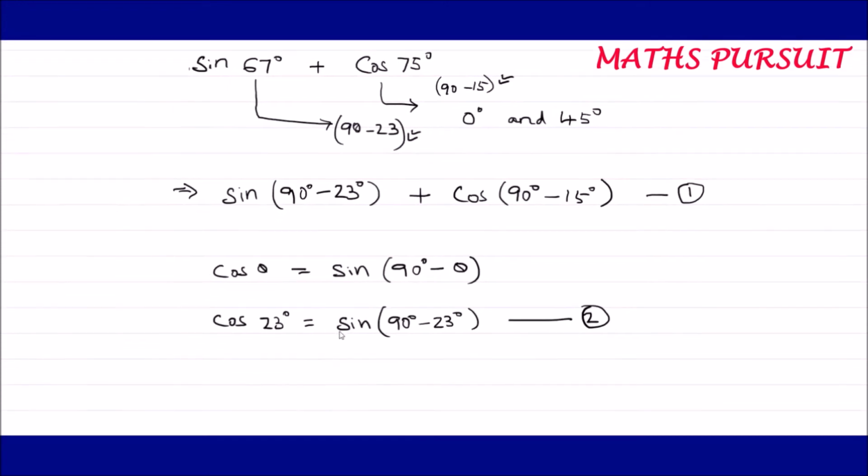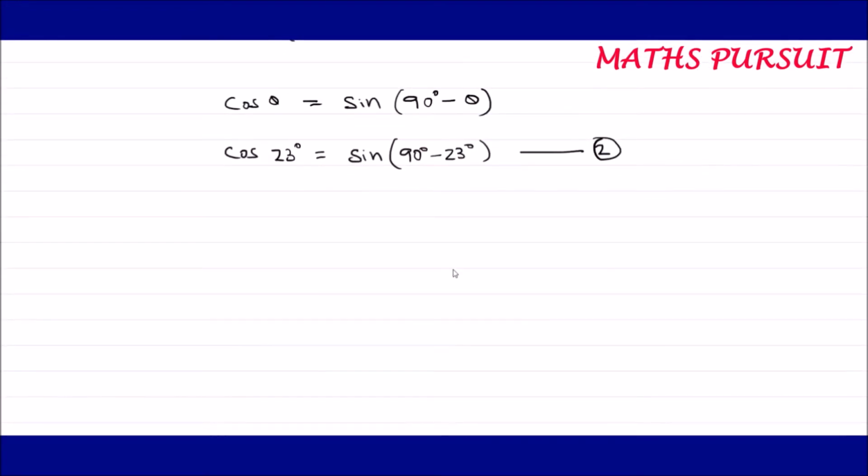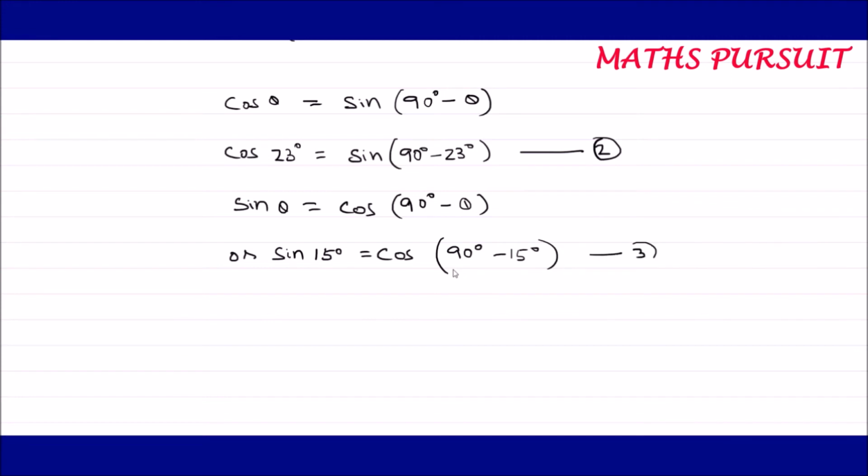Similarly, we also very well know that sine theta is equal to cos 90 degree minus theta. Now considering the value of theta to be 15 degree, I can write sine 15 degree is equal to cos 90 degree minus 15 degree. Let this be equation number 3, guys. Hope we are very clear by this time.